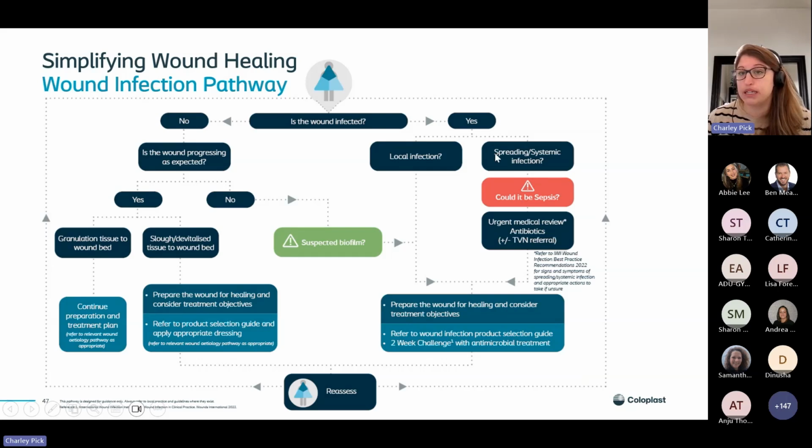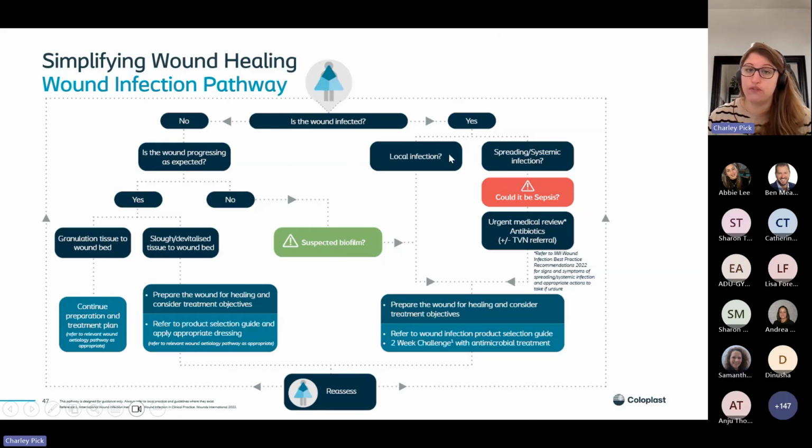If there is spreading or systemic infection, do think about sepsis. This patient needs to have an urgent medical review. They need to have antibiotics, and you may need to refer them to the tissue viability service if this is appropriate at that time. But you also need to do wound preparation and refer to your 2-week challenge with your antimicrobial treatment.